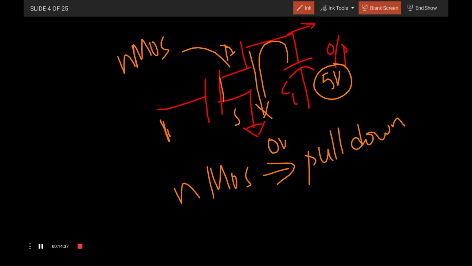Okay, it's also called a pull-down network. Why? Because the output is discharged to 0, or the output is pulled down to 0. Initially the capacitor stores 5 volts. That 5 volts can be made 0 with the help of an nMOS only. So that's why the nMOS device is also called a pull-down device.